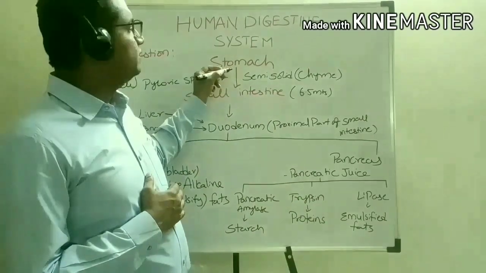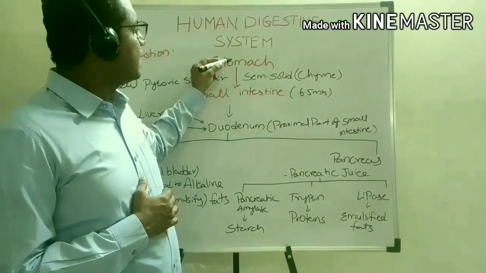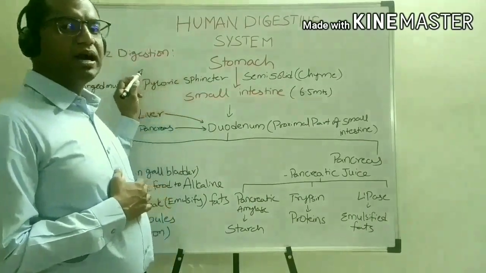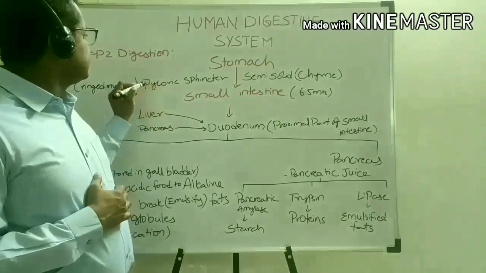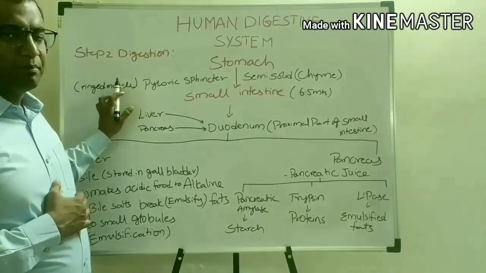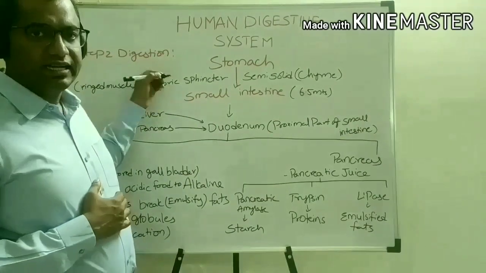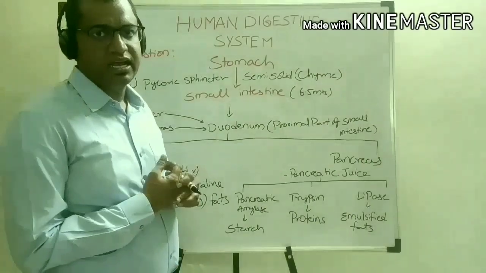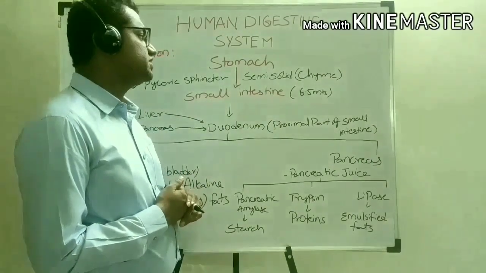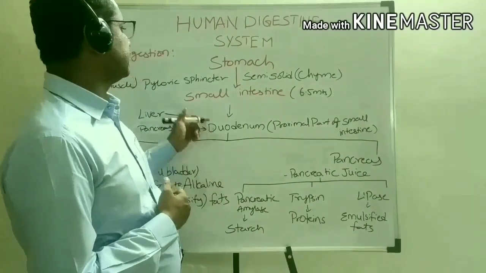The semi-solid food that is known as chyme present in the stomach now enters into small intestine through a sphincter known as pyloric sphincter. This pyloric sphincter is made up of a special ringed muscle which regulates the food to enter into small intestine. Small intestine is about 6.5 meters, which makes it the largest part of our digestive system.